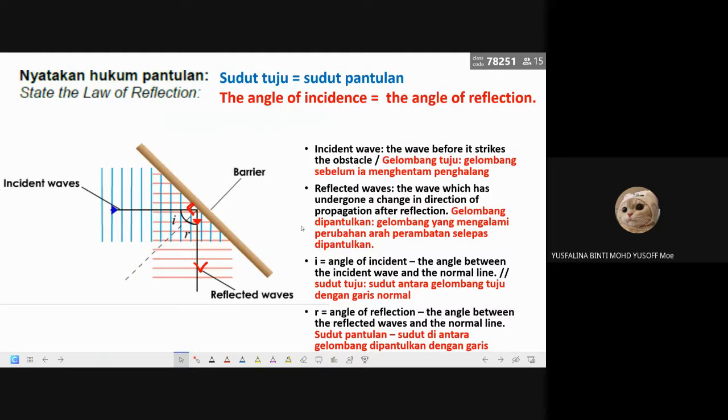Okay, the next part is to state the law of reflection. The law of reflection says the angle of incidence is equal to the angle of reflection. Alright, so we see the diagram here.